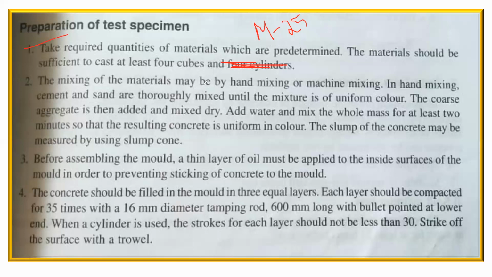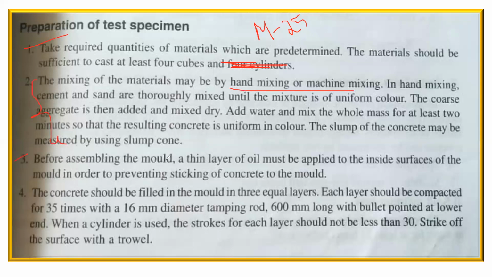The mixing of materials may be hand mixing or machine mixing. In hand mixing, cement and sand are thoroughly mixed until the mixture is of uniform color. The coarse aggregate is then added and mixed dry. This is how you have to do it. We'll not get into this; it's very simple. The entire meaning of this is that you have to mix it properly. That's it. Now coming to the third thing.